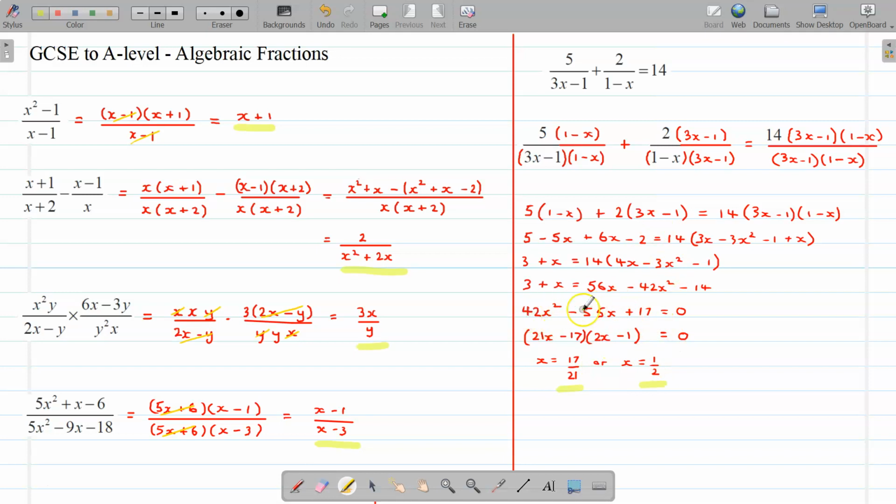Looked quite complicated at this point, but usually in this kind of thing, they would give you a quadratic that will factorize. So always look for that first before you use the formula.